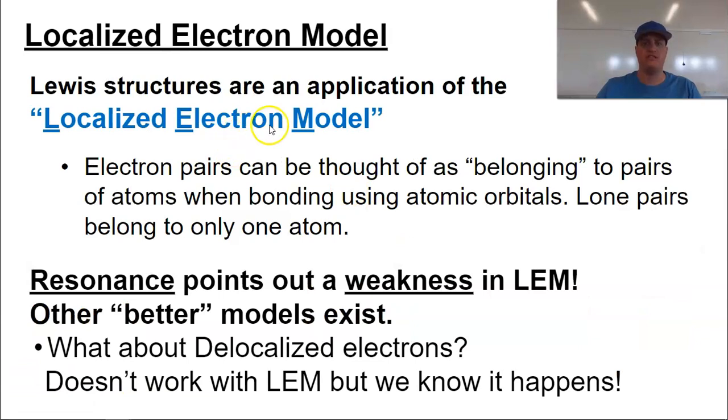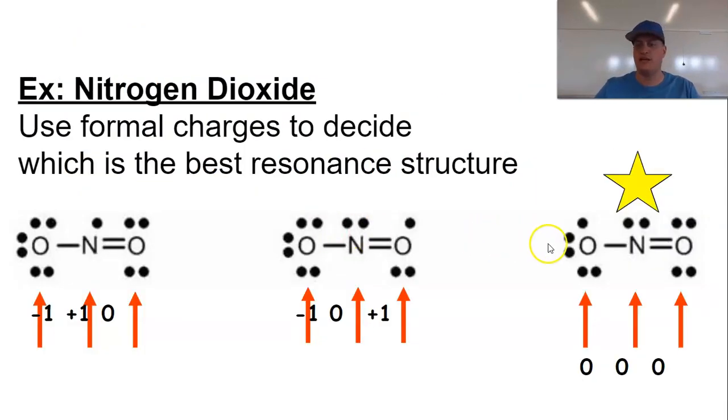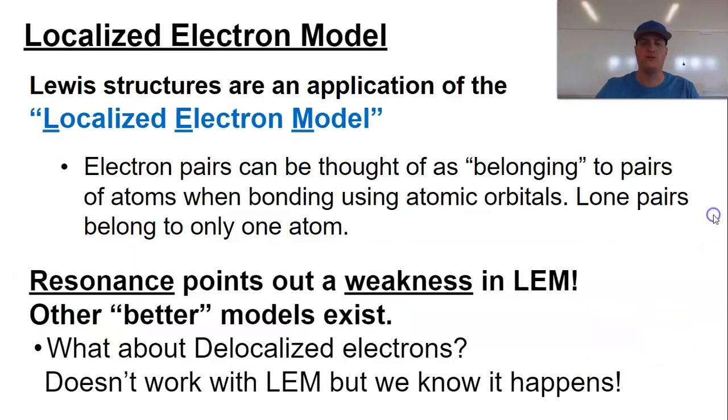So Lewis structures are this idea of the localized electron model, LEM. Electrons are thought of as belonging to pairs of atoms when bonding, which uses atomic orbitals. Lone pairs only belong to that one atom. So we would normally think that these electrons are only with this oxygen. These electrons are only with this nitrogen. And, for our simplicity reasons, that's fine and true.